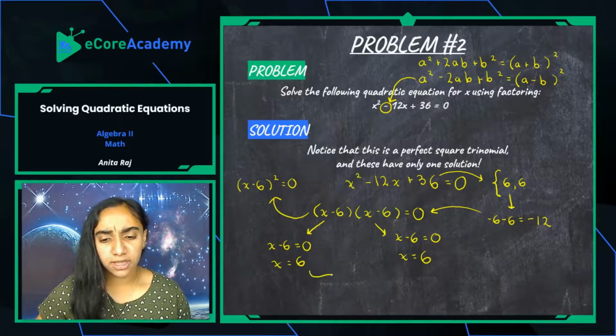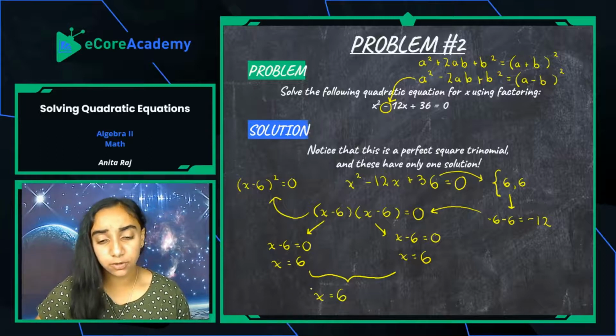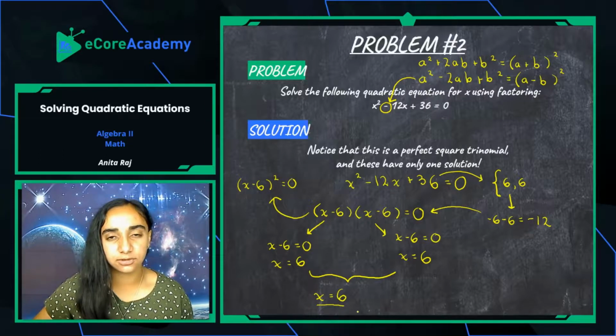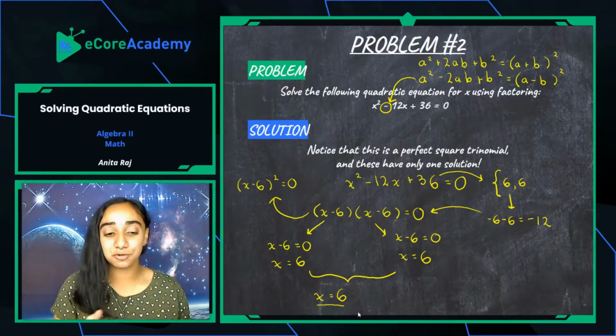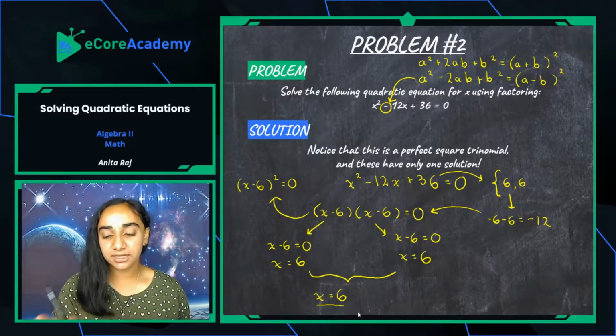So are you going to end up writing x is equal to 6 and x is equal to 6? Well, no, because that just doesn't make sense. So you have only one answer here. It's just x is equal to 6. You're not going to be redundant and write x is equal to 6 or x is equal to 6. You're going to write x is equal to 6 once. So in this case, perfect square trinomials, you have one solution. In this case, it would be 6.